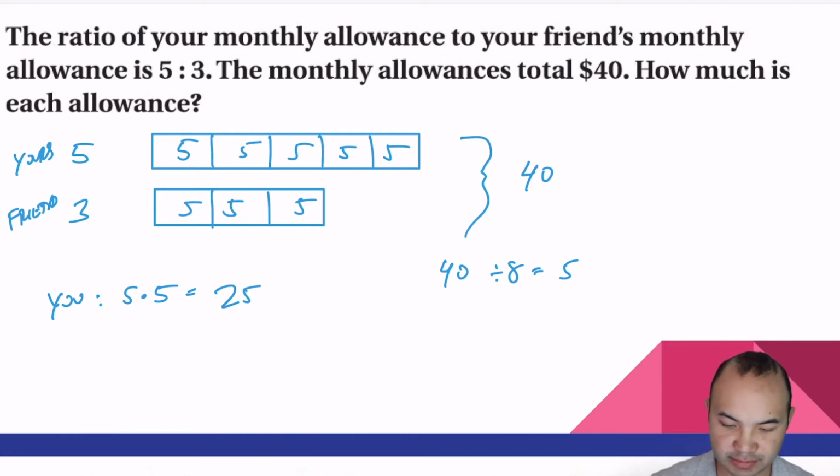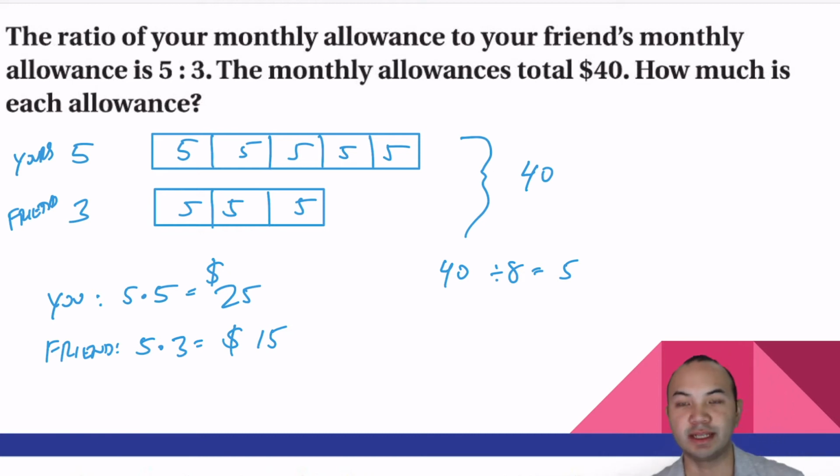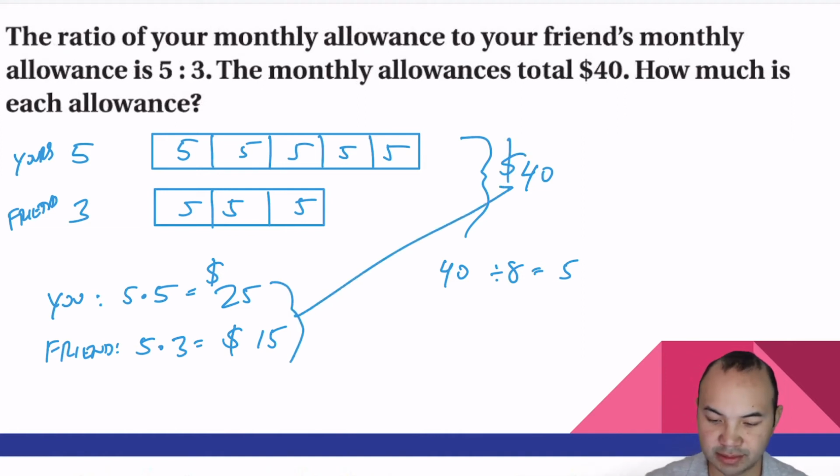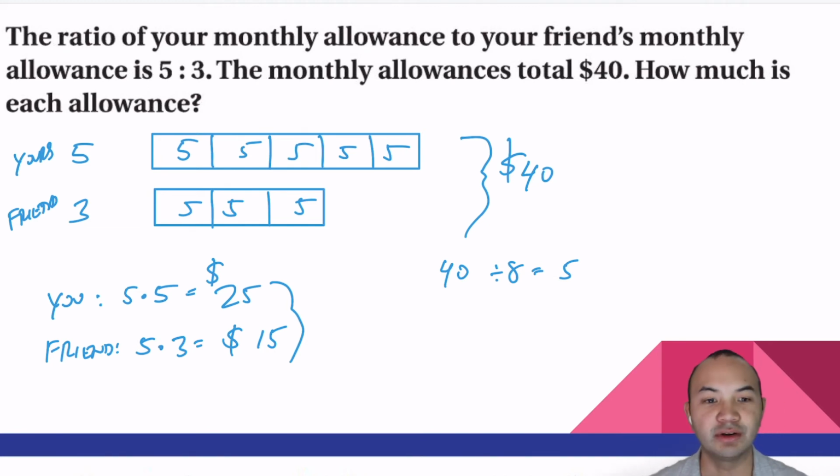That's pretty nice. And then your friend, it's $5 for each box, and he only has 3 boxes though. So your friend gets $15 in allowance. And you can check if that makes sense. 25 plus 15 is $40. So that makes sense. This together gives you the 40 that you had earlier.